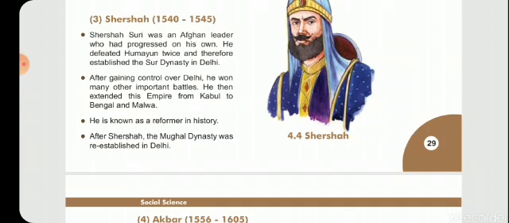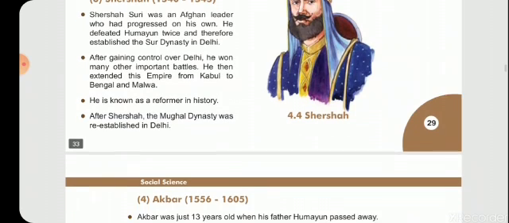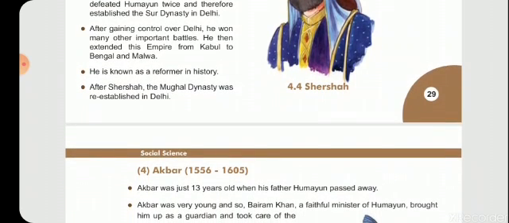When he became the king over Delhi, he expanded his empire, winning many battles, and he extended it from Kabul to Bengal and Malwa. He is also known as a reformer in history. After Sher Shah, the Mughal dynasty was re-established in Delhi. Sher Shah was also known as a reformer. Why he was called a reformer, we'll be seeing in the further part of the chapter.